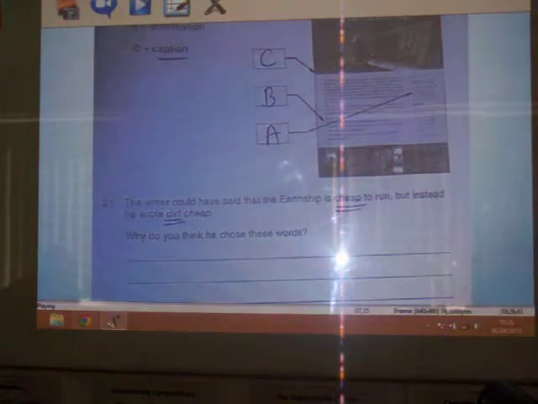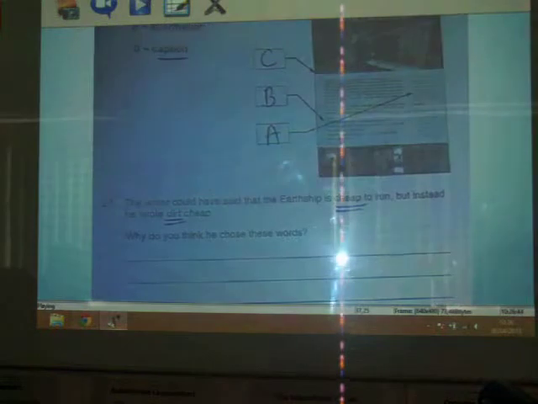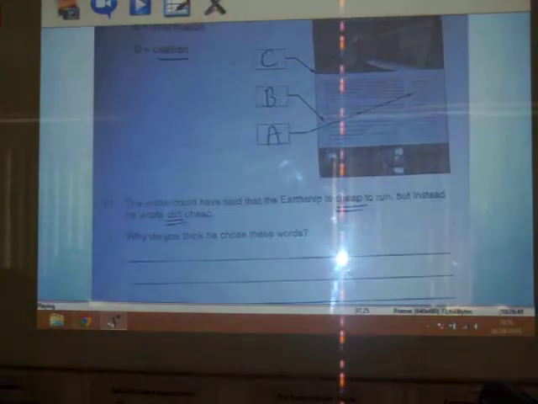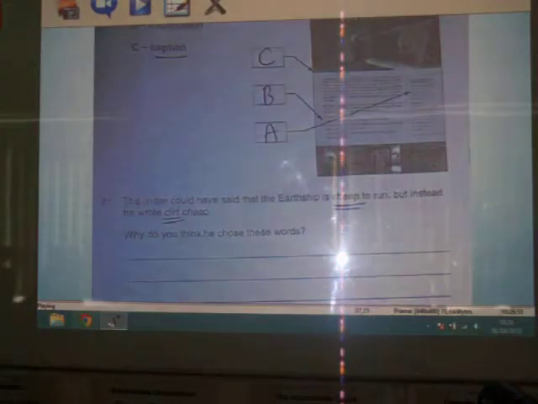Okay. Are we thinking, madam? Are we thinking? Are we looking at the text? Now, the actual answer is not actually in the text. You have to imply it from the text. You have to understand it from the text.